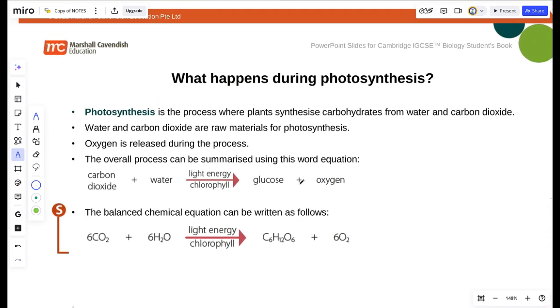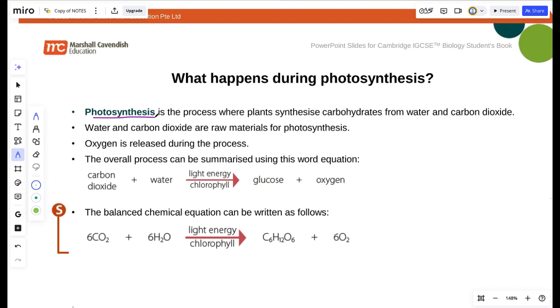Now what happens during photosynthesis? First of all, what is photosynthesis? Photosynthesis is the process whereby plants synthesize carbohydrates. What do we mean by synthesize? Manufacture, make carbohydrates. From where? What do they use to make carbohydrate? And what are carbohydrates? The starch that we've talked about, the glucose.